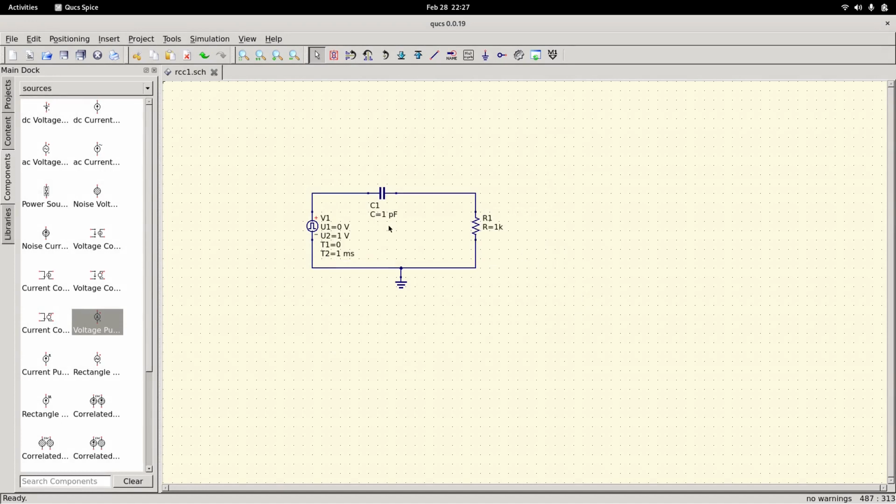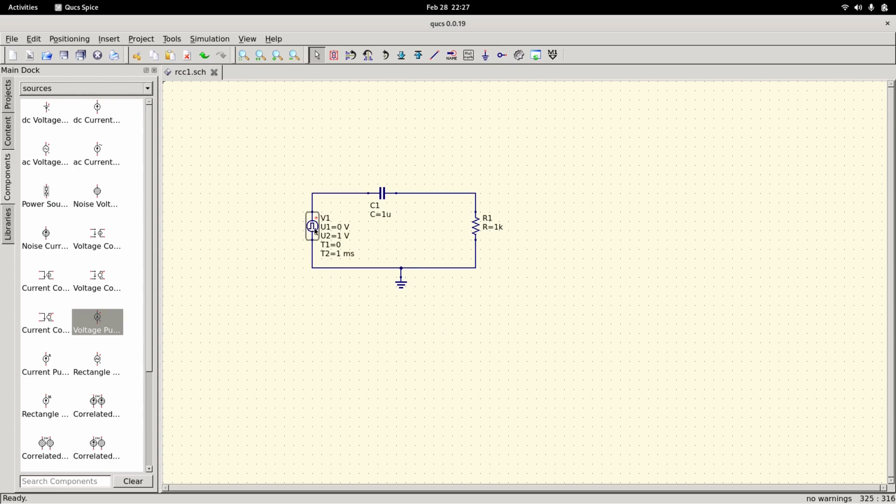Another way of editing the component values is simply click on the value of the component. Let this be 1 microfarad. Type 1U and press enter. This point is important. Unless you press enter, that value will not be modified. So type the new value here and press enter.